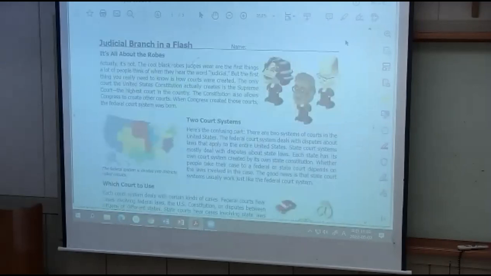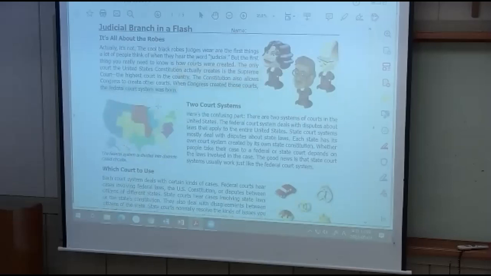So this has been updated. It's all about the robes. Well, it goes on and says, actually, it's not. The cool black robes judges wear are the first things a lot of people think of when they hear the word judicial. But the first thing you really need to know is how courts were created. The only court the United States Constitution actually creates is the Supreme Court, the highest court in the country. The Constitution also allows Congress to create other courts. When Congress created those courts, the federal court system was born.